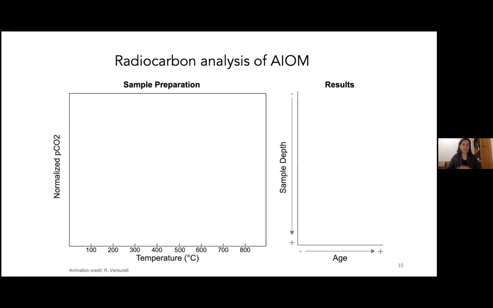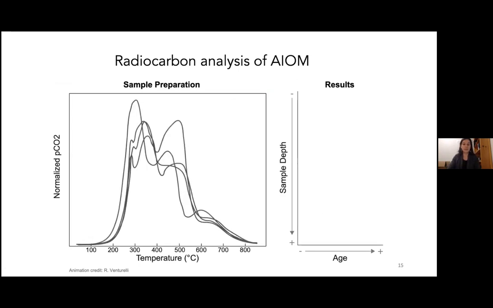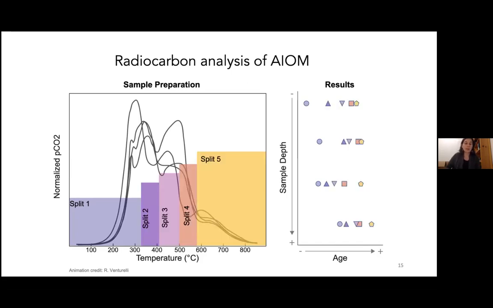This is an animation provided to me by Ryan Venturelli, assistant professor now at Colorado School of Mines. And you can see these are actual graphs, actual evolved CO2 from these Ramped PyrOx runs. And so you can see that with an increase in temperature, you get CO2 that's evolved. The amount of CO2 evolved corresponds to roughly what is very old and what's very new. So older material tends to come out a little bit later. Newer material comes out in the first part of the ramp.